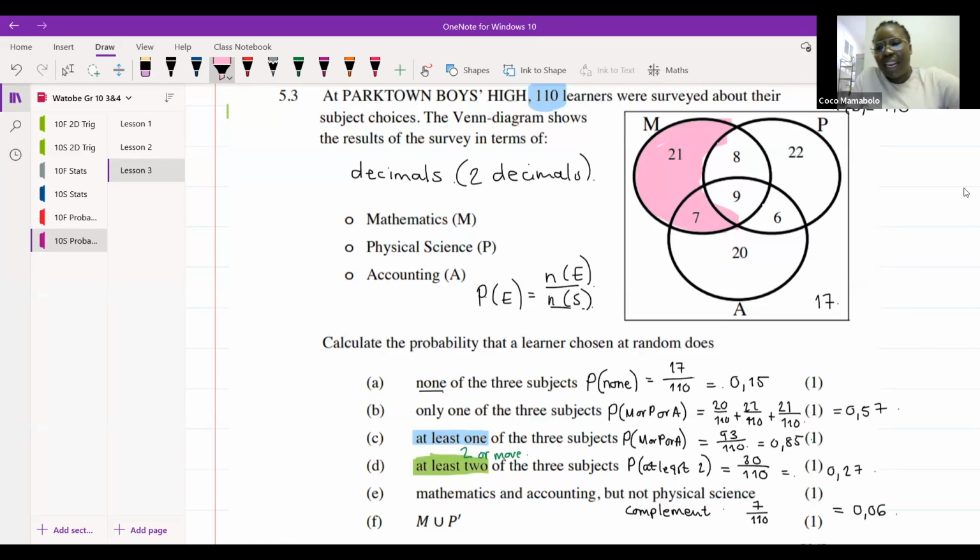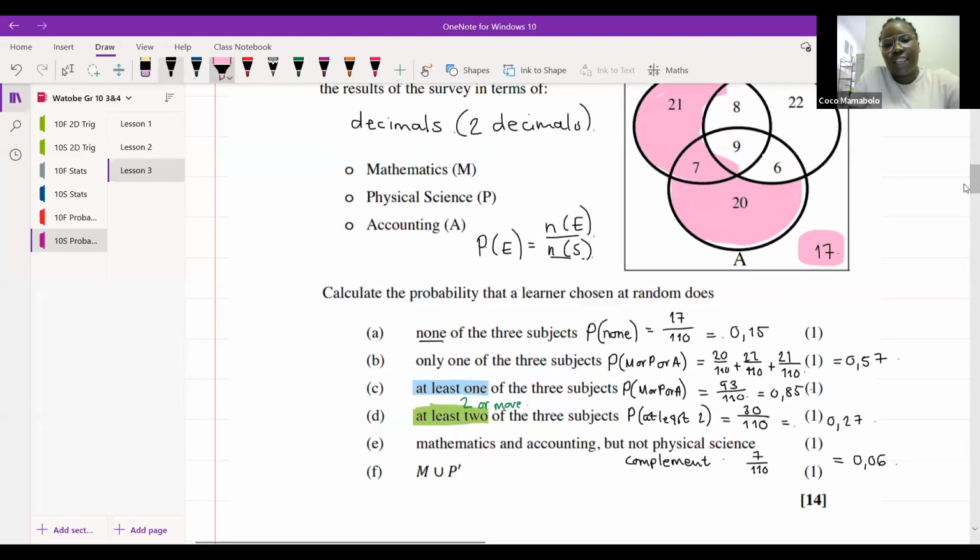Correct, accounting, but accounting only. We need to make sure, because if we include 6, that would also be part of physics. So we can't include the 6 because 6 is part of physics and we want nothing to do with the physics part of it. What else did we miss? What else did we forget? Correct. And the 17. Yes, correct, because the 17 is also not part of physics. So we need to include that as well. So 20, 21, 7, and the 17 as well.